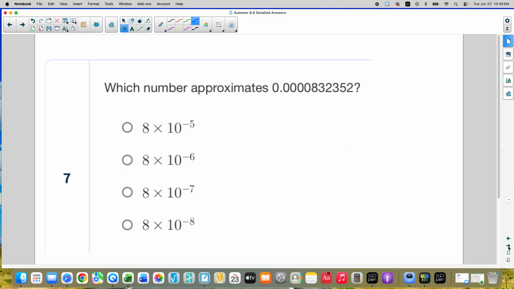Which number approximates this? Now we're moving in the different direction. We're making a smaller number bigger. Negative, remember, is small because it's in the denominator. So we're moving it until it's between 1 and 10. 1, 2, 3, 4, 5 gets us to 8.3. So that's times 10 to the negative 5 because we moved it 5 places. So we're going to get that answer.